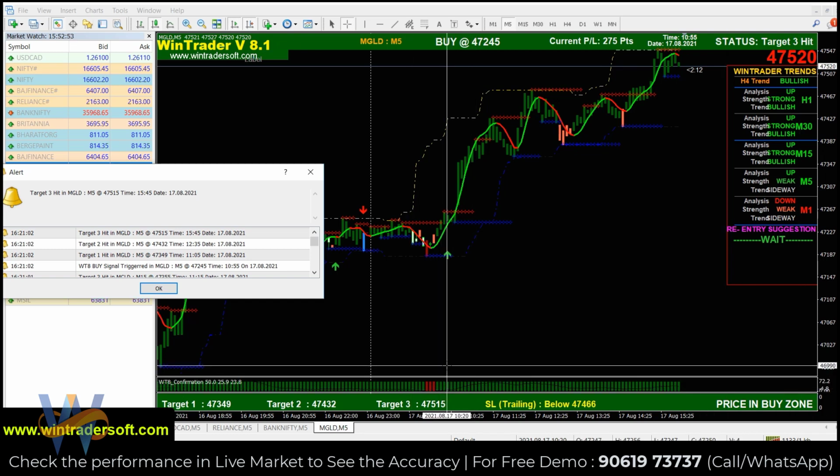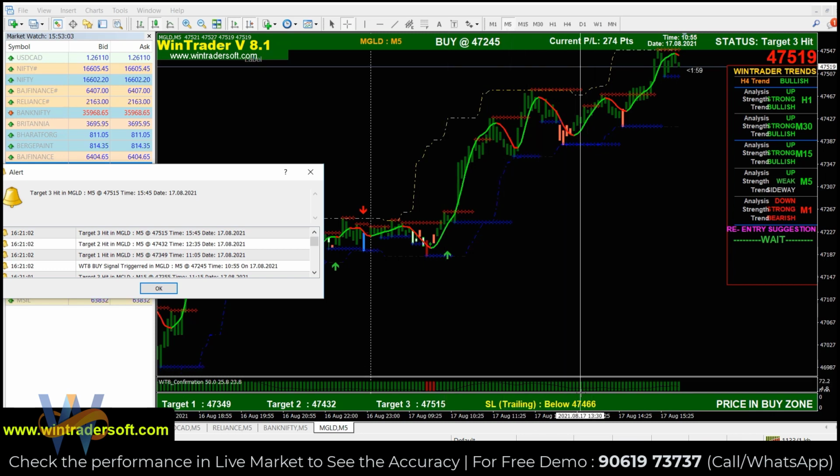If these two parameters are confirmed, that means the buy signal is confirmed, then you can enter the market trade. Once you enter the market, second you have to put the stop loss. On the bottom line you can see the stop loss displayed here, and it's a trailing stop loss. And on the left side you can see the targets also, target 1, 2 and 3. There are 3 targets.